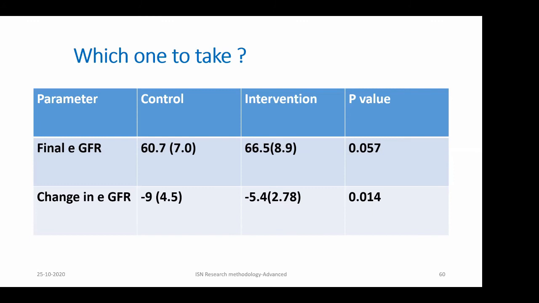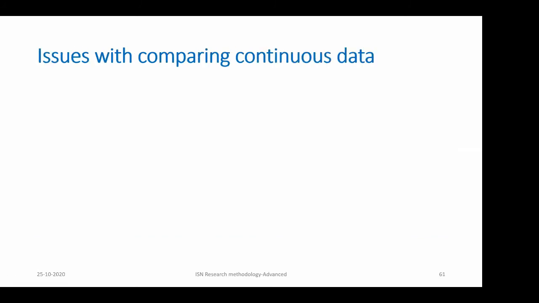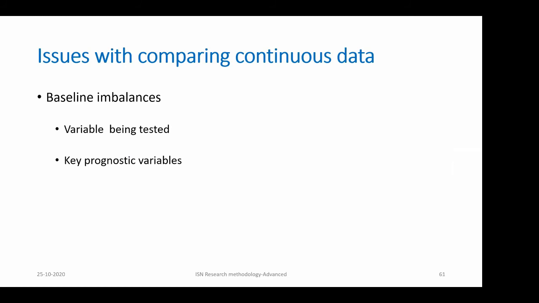So there are a few potential problems which happen when we analyze. We have a few potential problems when we compare continuous data. One is baseline imbalance. Sometimes, in spite of our randomization attempts, the glomerular filtration rate in both groups might not be comparable. If the intervention arm had a slightly low GFR, then obviously looking at the absolute GFR at the end is not going to give you a meaningful picture.